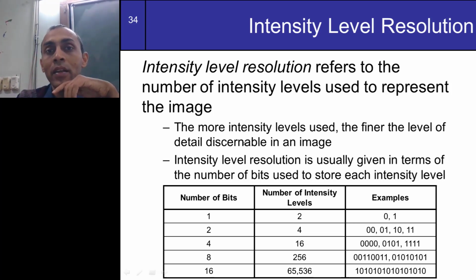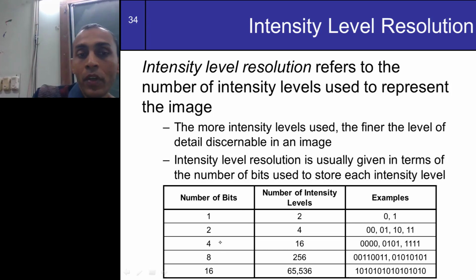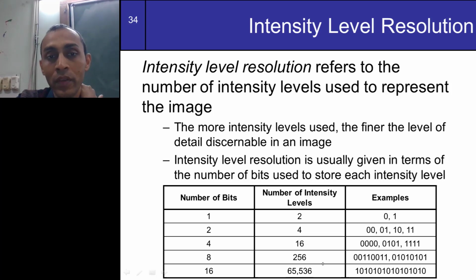So the intensity resolution or quantization depends on the number of bits that you use to store the image. If you are using only one bit, you can only have a binary image. You can either store 0 or 1. If you have 2 bits, you can store 4 different levels, and so on. Normally we have an 8-bit image which stores 256 levels, and a 16-bit image can store much higher resolution intensity levels.